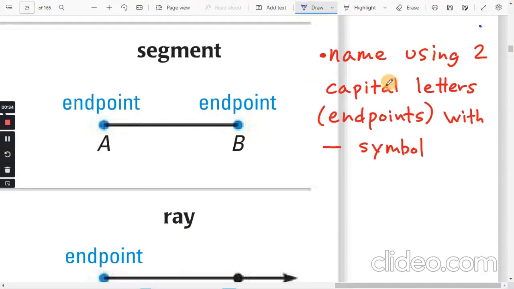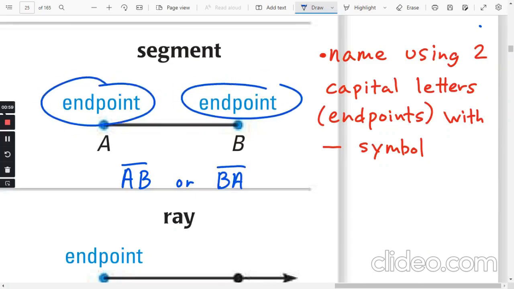Okay, you name it using 2 capital letters, which are the endpoints, with the bar symbol on top. So this line right here, you can say AB with the bar on top, or you can say BA with the bar on top. Same thing, but you need to use the endpoints when naming a segment. It's not like the line where you can use any points on the line to name the line.